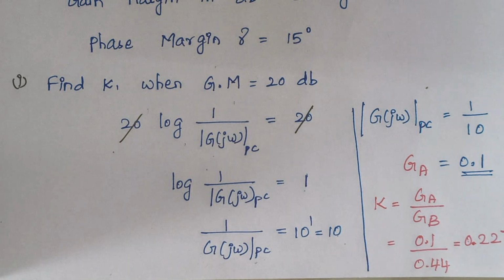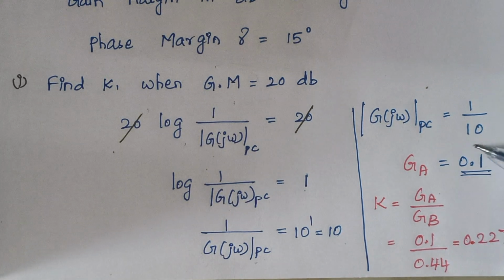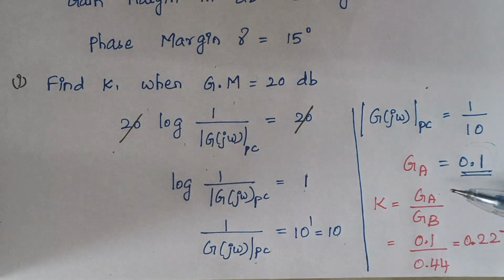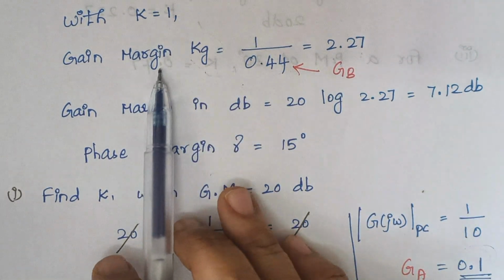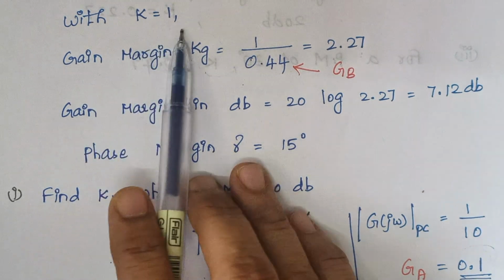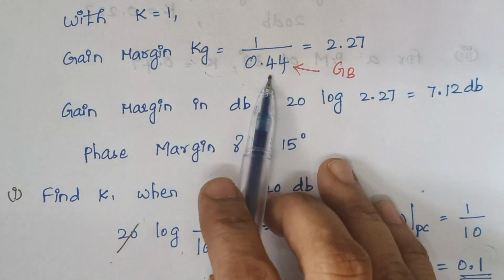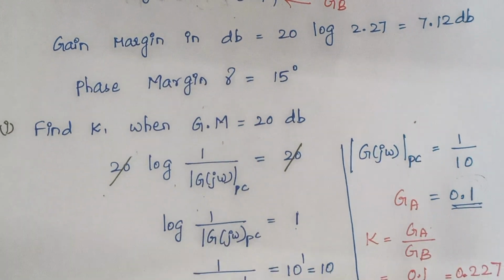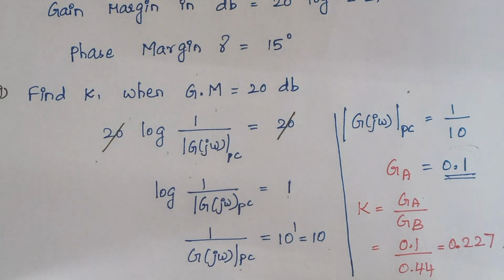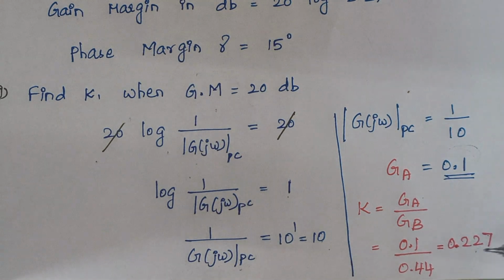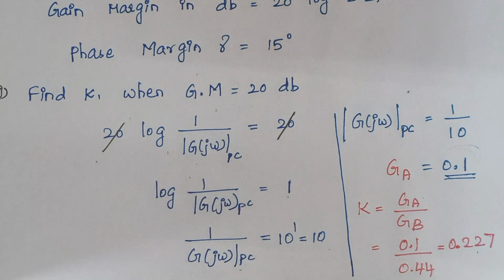Now we are going to find the value of k. For finding the value of k, there is a formula which is nothing but GA by GB. GA is our new value, 0.1. And what is GB? Here GB is our old value, the value which we found by keeping k as 1. So GB is 0.44. Just substitute the respective values, and finally we get the value of k as 0.227. For this value of k, the system gain margin will be equal to 20 decibel.